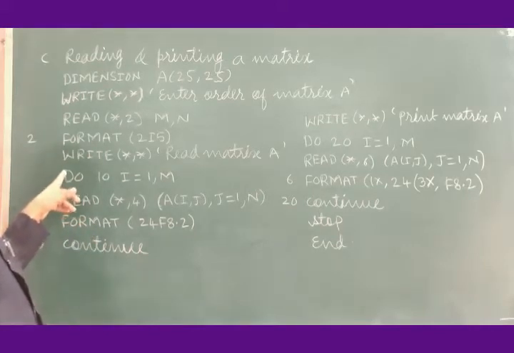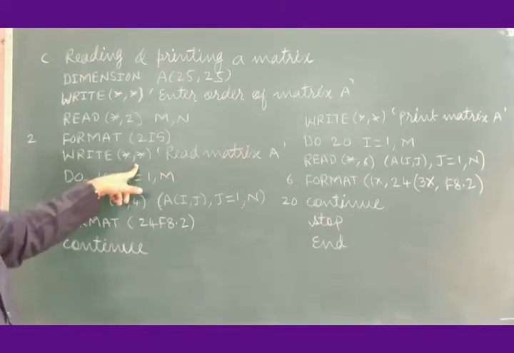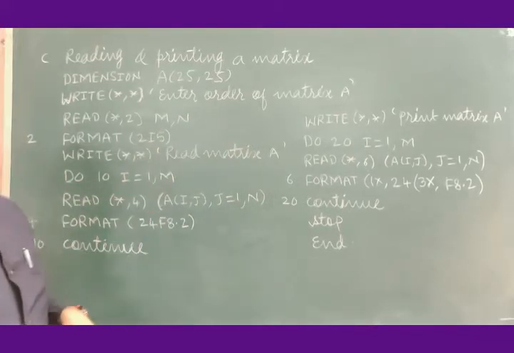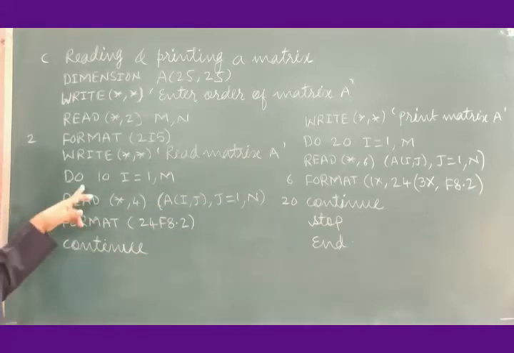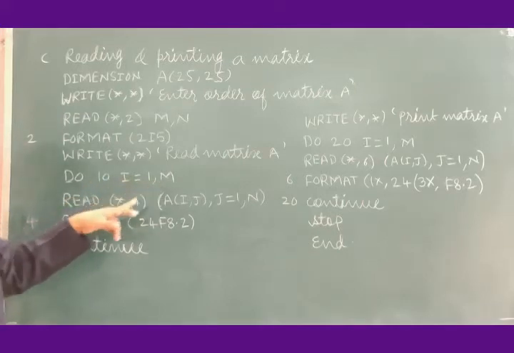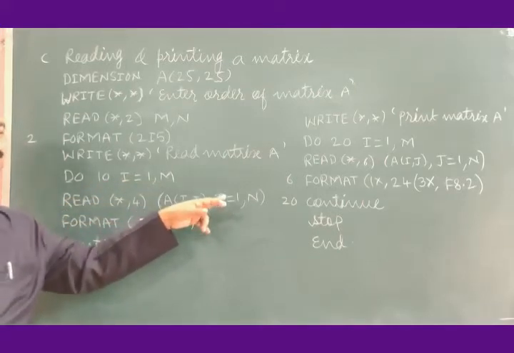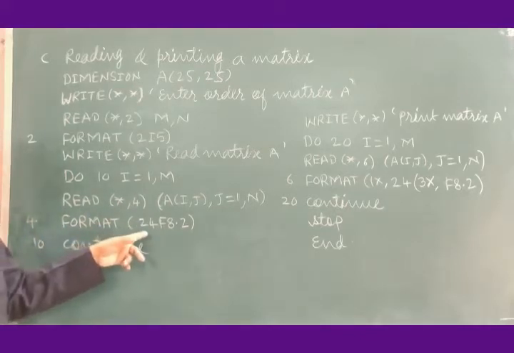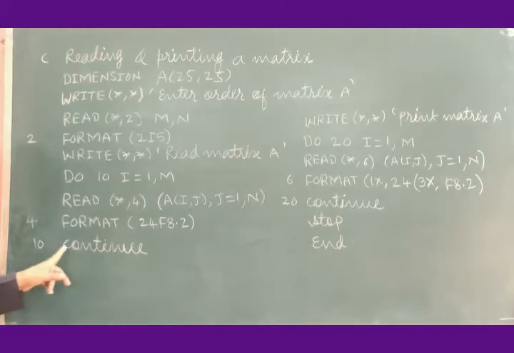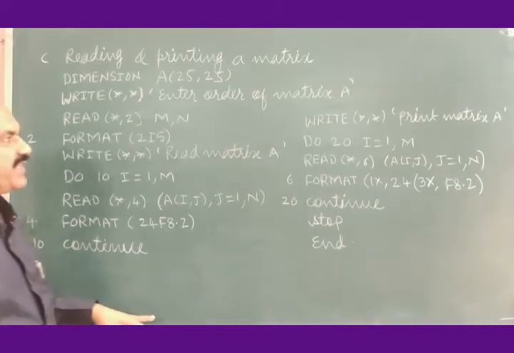Okay. Then again a comment: read matrix A. You know how to read matrix A. I have used the third method explained earlier. A do loop takes care of the rows, this implied do loop takes care of the columns. Then the format statement for reading purpose. Continue sends the control back to the do loop. This is used for reading the matrix.